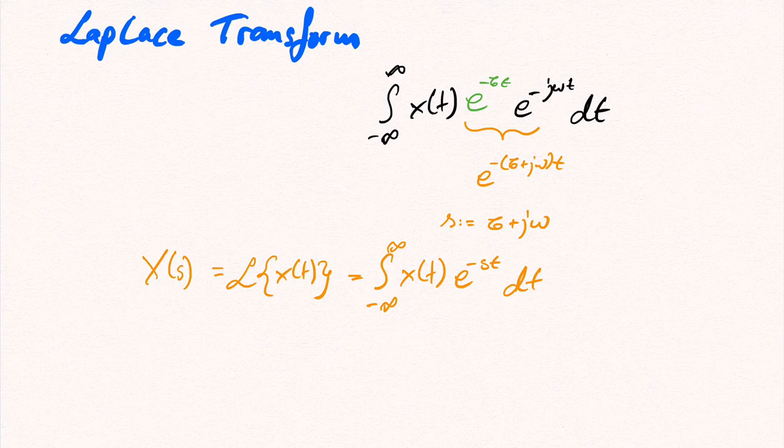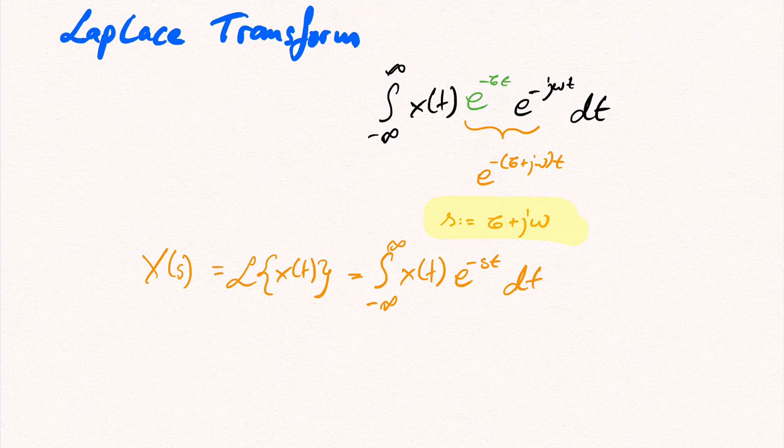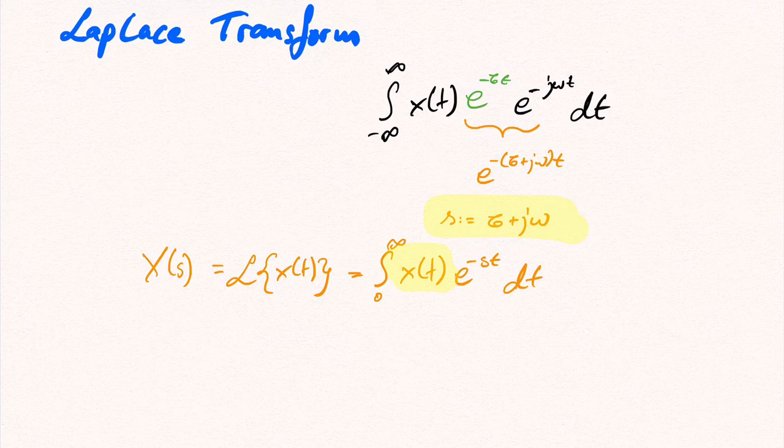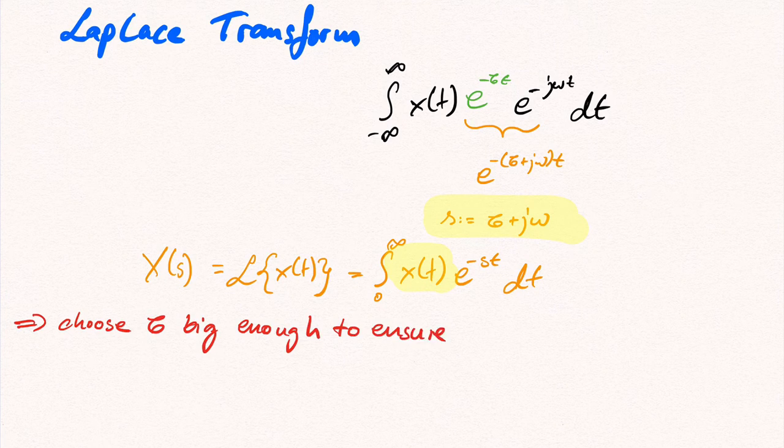s is a complex variable with real part sigma and imaginary part omega. Since in signal processing we usually deal with causal signals and systems, x of t, which are 0 for negative times t, the integral from minus infinity to 0 does not contribute to X of s. Hence we can change the integral to go from 0 to infinity, which is called the unilateral Laplace transform. Despite this change, the same trick works. It means that we have to choose the real part of s, sigma, big enough to ensure that the Laplace transform X of s exists.